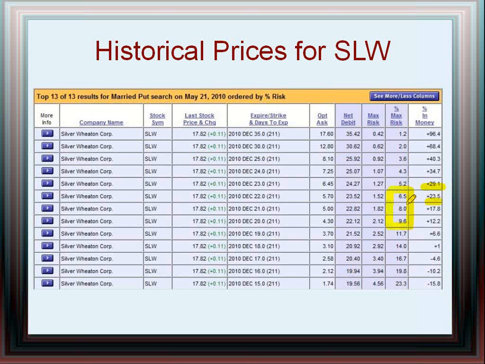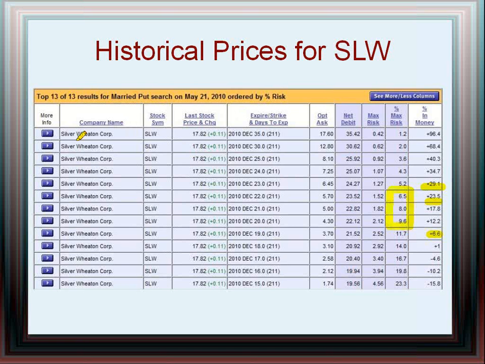Now, other stocks you might see: Silver Wheaton is a little lower-priced stock at this time. It's a little bit more volatile. If you were looking at IBM, you might be able to go only 4 or 5% in the money and still have a low risk, because there's such low volatility on something like IBM, Bristol Myers perhaps, Kraft, for example. So you may not need to go as deep in the money.